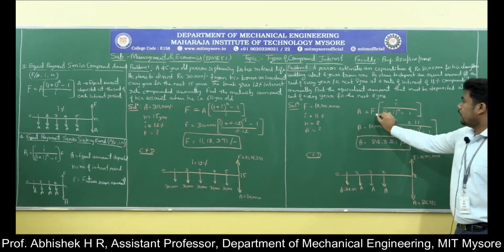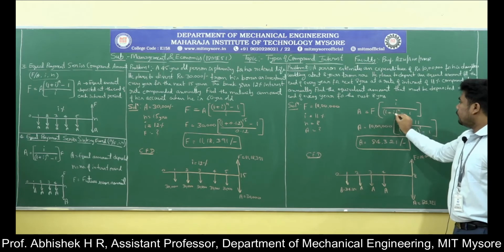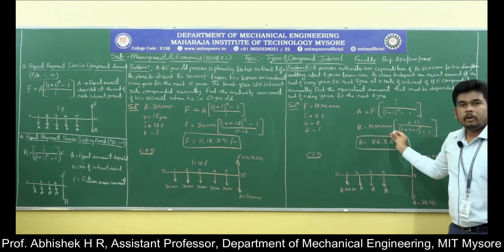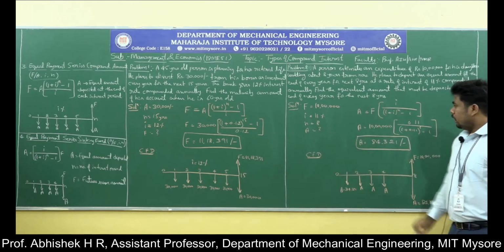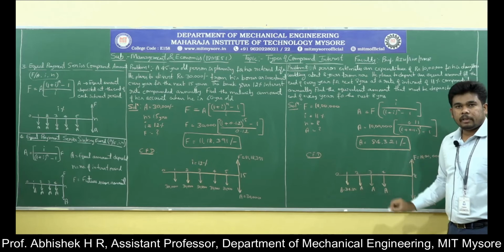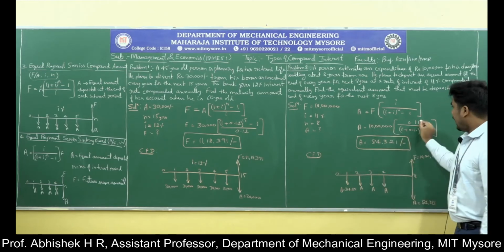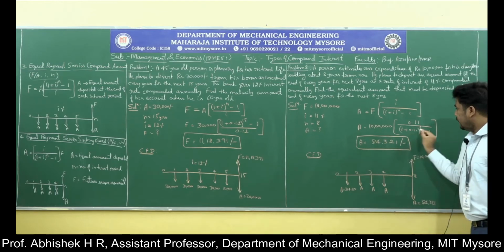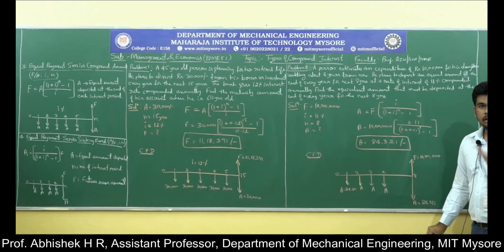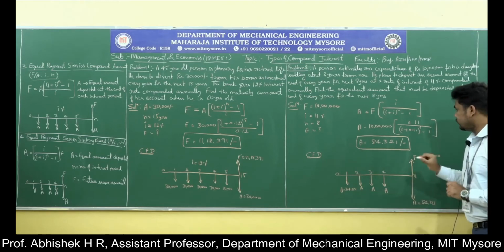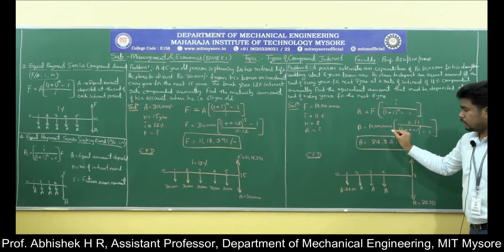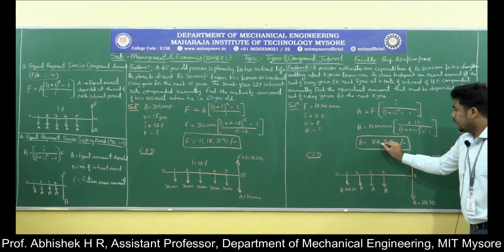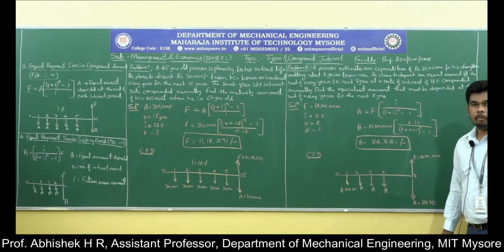A is equal to F into I by (1 plus I) whole to the power n minus 1. The same formula, just modified to find A. Now here I know the value of F, 10 lakhs, the rate of interest I is 11%, that is 0.11, and the duration n is 8 years. If you simplify this, you will get the equal amount for every year as 84,321 rupees.